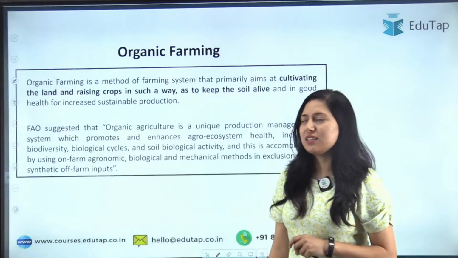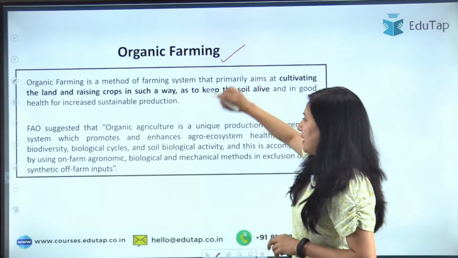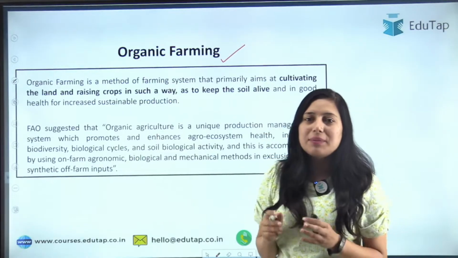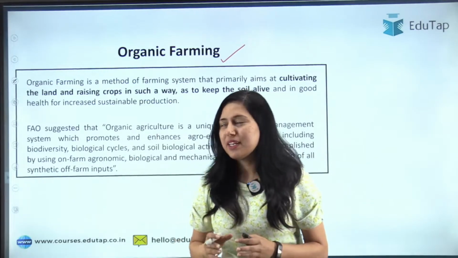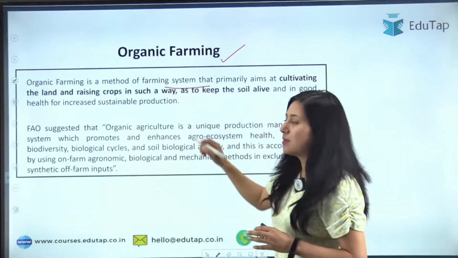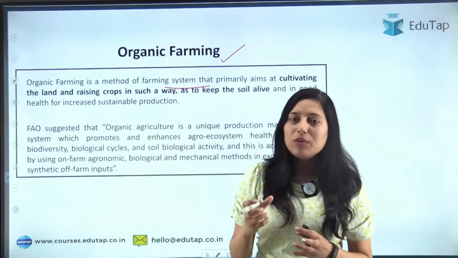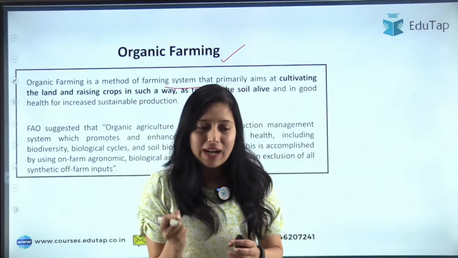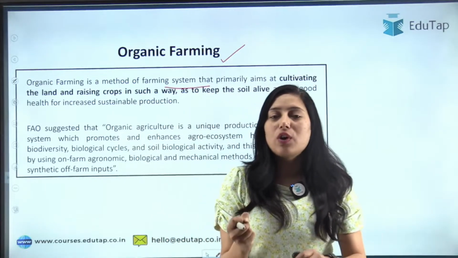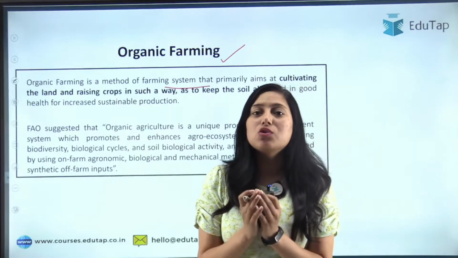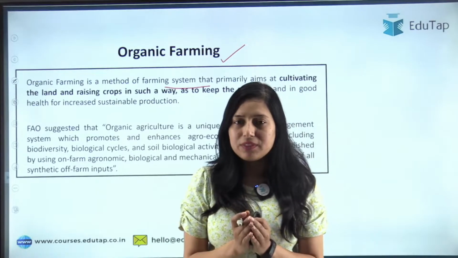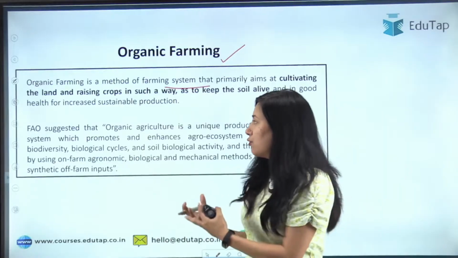With that, let's start today's topic, that is organic farming. Now students, what is the meaning of organic farming? Basically, it is the farming system that aims to keep the health of soil alive. The aim of organic farming is that we have to keep the soil alive, in a alive condition. Now what does that mean?